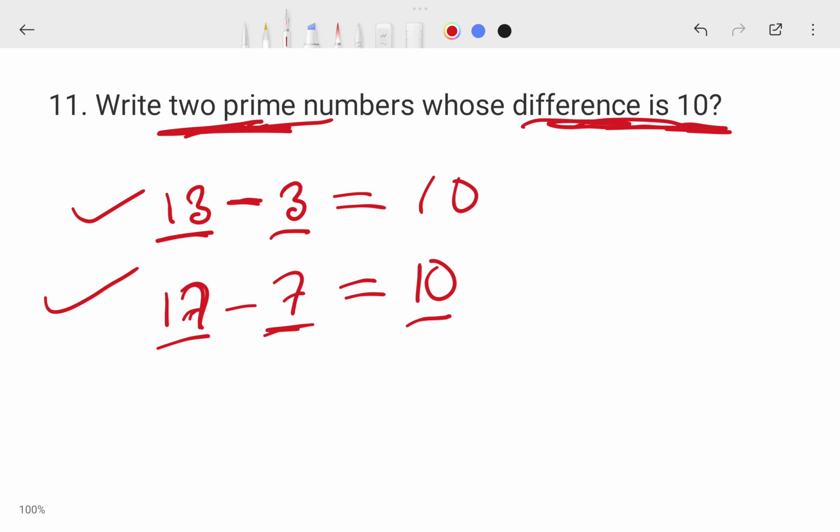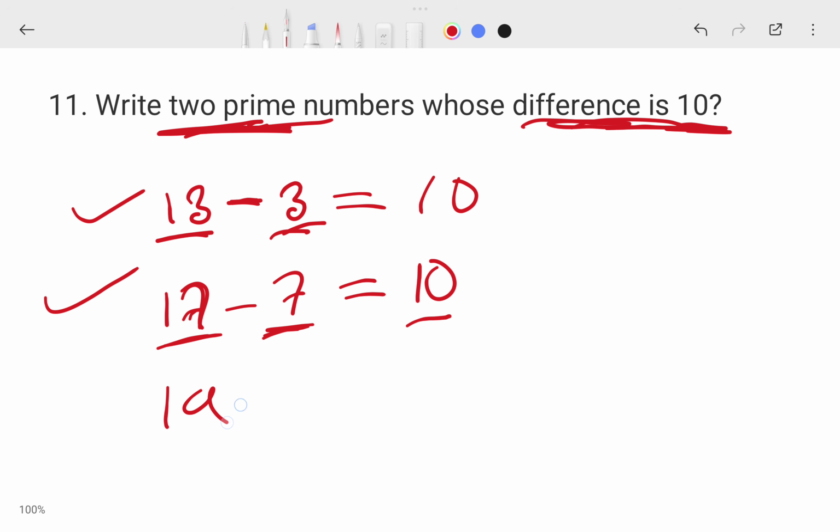Otherwise, if you have another question, you can write like that also. Like 31 minus 21, but 21 is not a prime number. Otherwise 11 minus 1, but 1 is not a prime number. 13 minus 3 we already did, 17 minus 7 you did. 19 minus 9 you can't, because 9 is not a prime number.